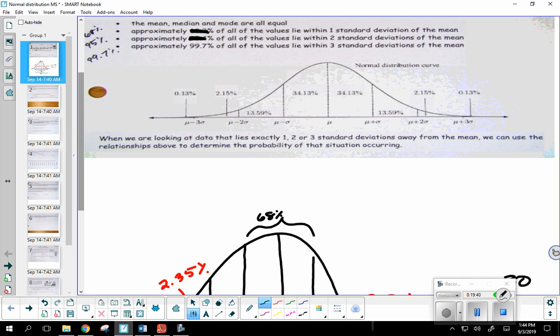Okay, so let's say within 1 standard deviation, if this right here is meant to be 68%, well then what would the percent of that area be? 34, remember this is symmetrical, so the two areas should be identical to each other. So this is going to be 34%, okay? And we're just going to continue to work our way out.